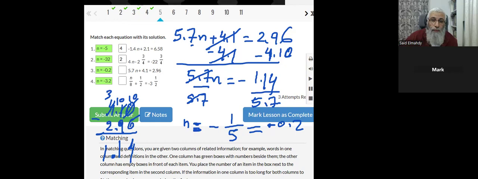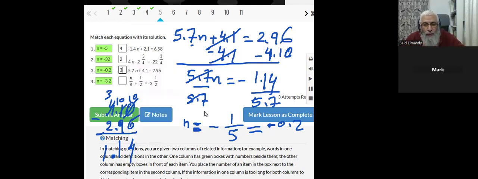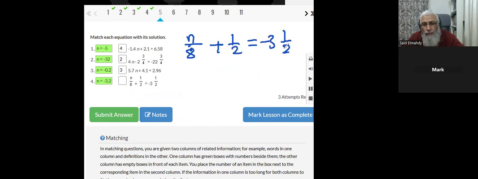Then the last answer is negative 32. This should be 3. And the last one is negative 32. Yes, it is, but we need to solve it. N over 8 plus 1 half. Isn't 3.2 supposed to be 4?